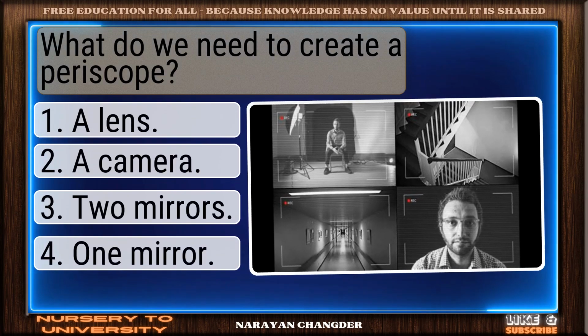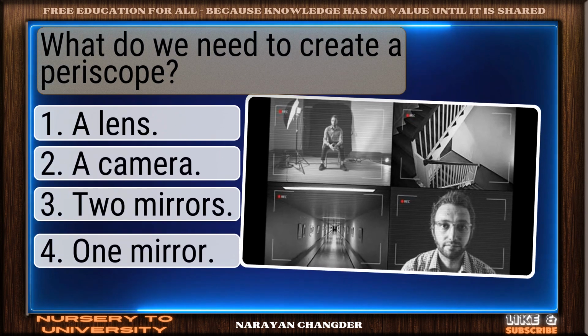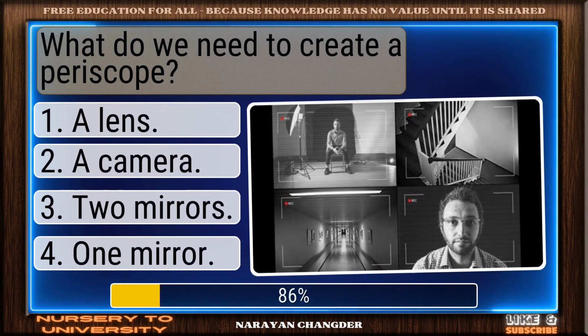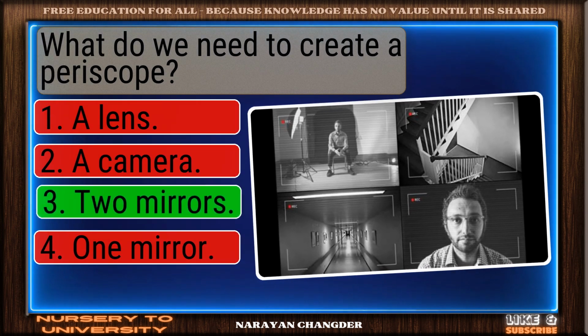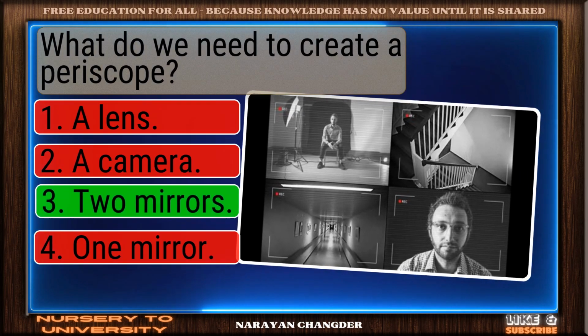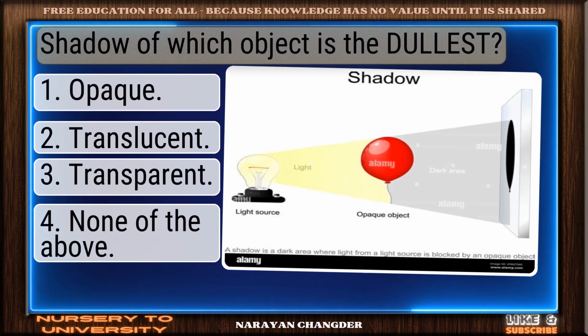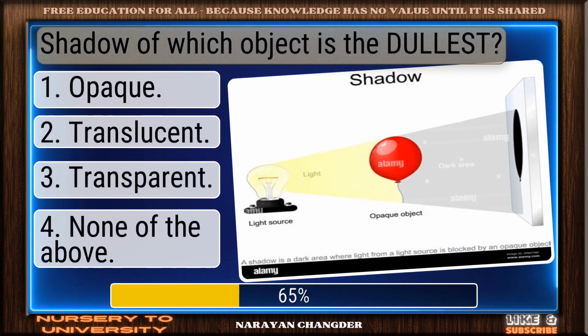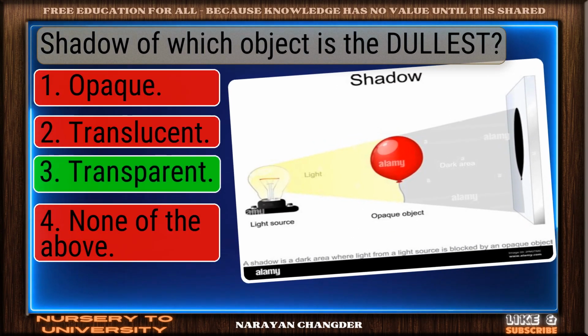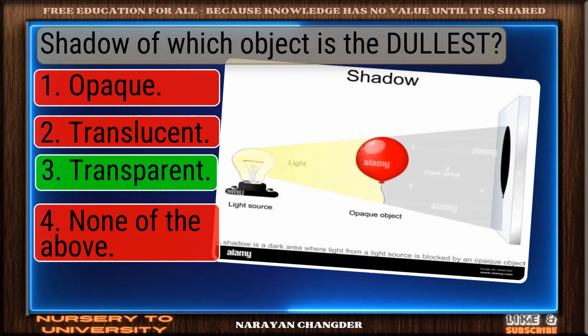What do we need to create a periscope? Good job. Your answer, 2 mirrors, works well here. Shadow of which object is the dullest? Valid point. Transparent is true.